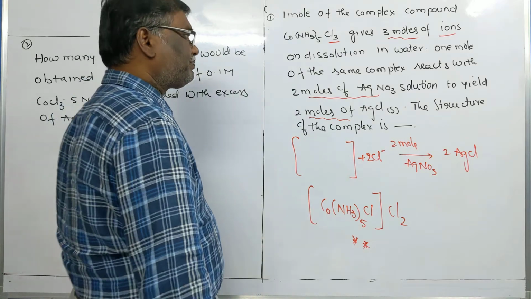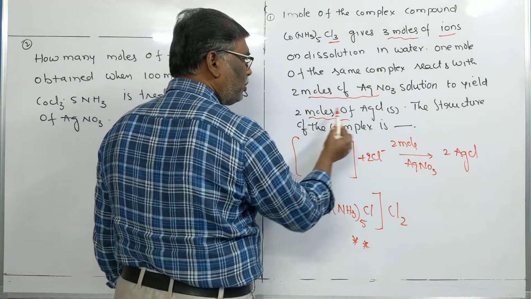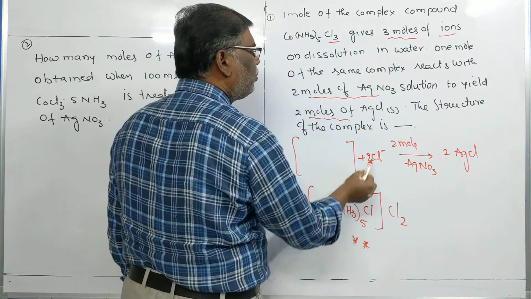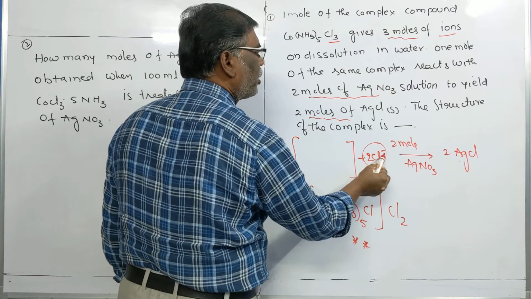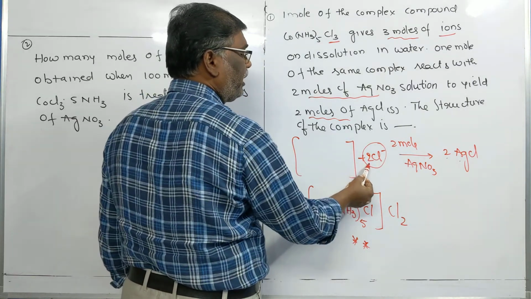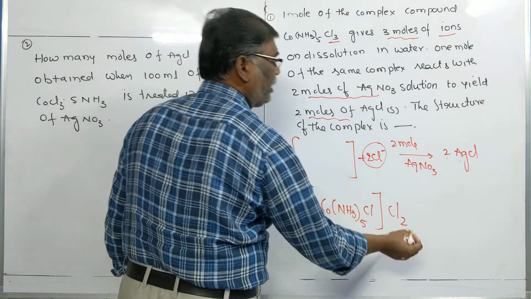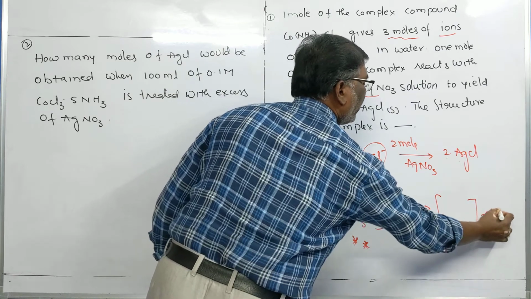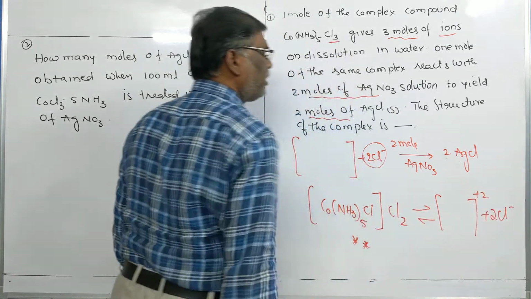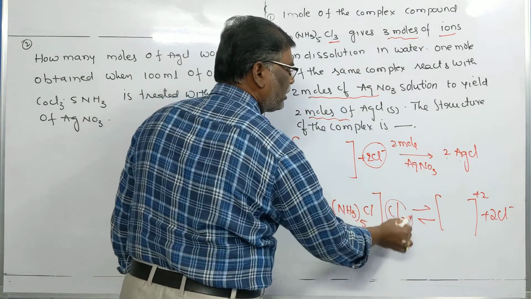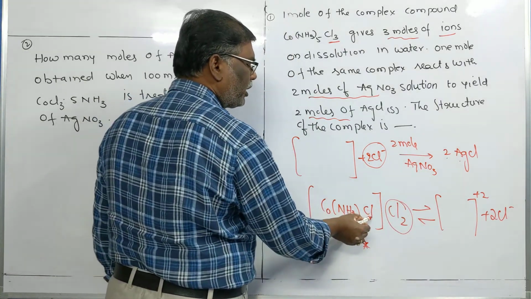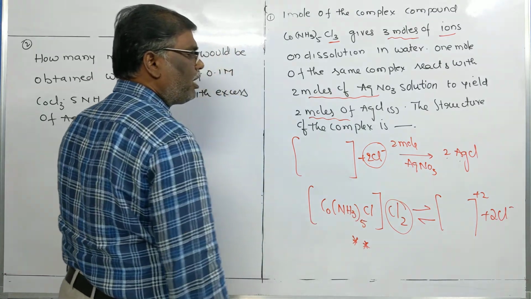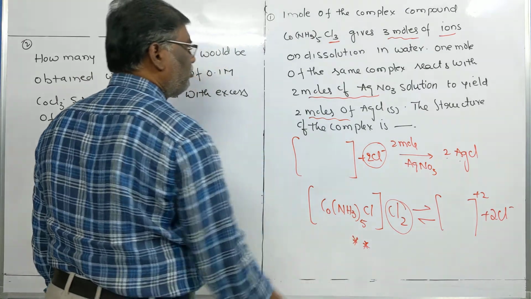I repeat once again. The data given is that 2 moles of AgCl are formed. 2 moles of AgCl are formed only when it contains 2 ionizable chloride ions. So the chloride ions outside the complex can ionize, and they give 2 chloride ions. That means 2 chloride ions are outside the complex and 1 chloride is inside. The chloride inside the complex is non-ionizable. So this is the formula of the compound.